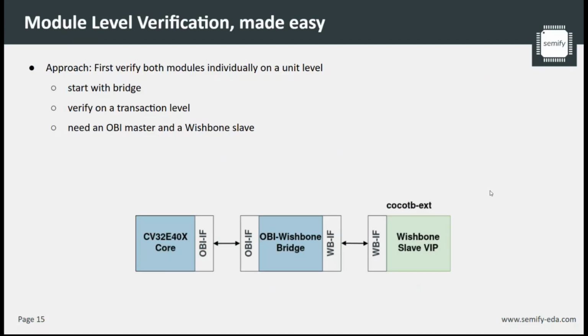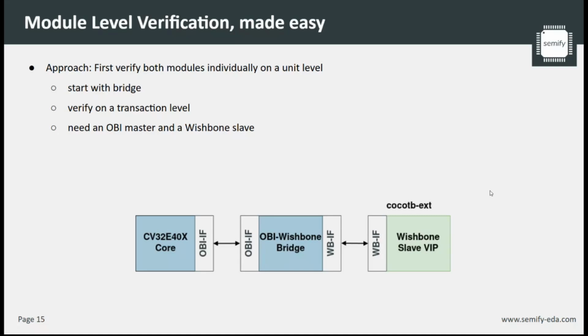And the way we're going to verify the bridge is essentially by sending transactions from some sort of OBI master. It's going to go through the bridge, go to some sort of Wishbone slave. The Wishbone slave is going to respond, and then the core should, if everything works, get this response.